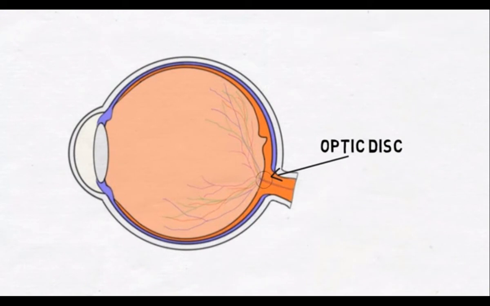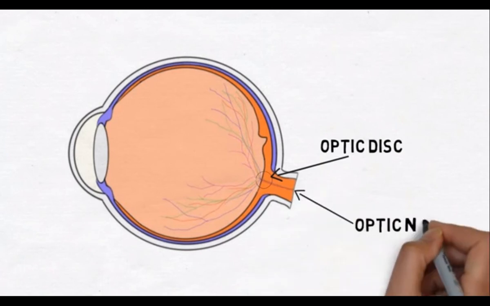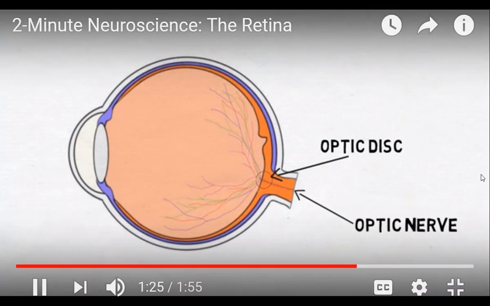However, we normally don't notice our blind spot. The brain uses information from surrounding photoreceptors and the other eye to fill in the gaps in images that are processed by the retina. After leaving the retina, the ganglion cell fibers are called the optic nerve. The optic nerve carries visual information toward the brain to be processed.